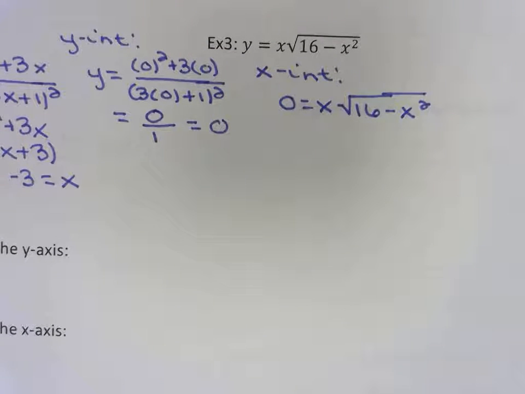So let's think about this. This isn't a polynomial like the one we did. I don't have a fraction, so I don't have to worry about setting the top equal to 0. This isn't really a polynomial because I have the square root, so factoring really isn't going to work. But what can I do here to find what x will be?